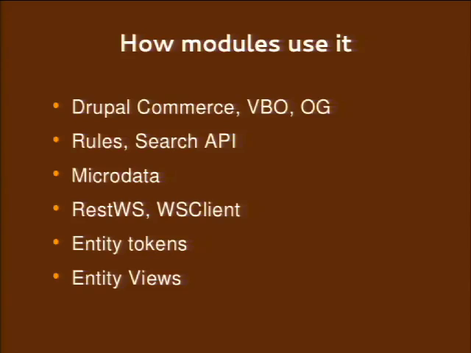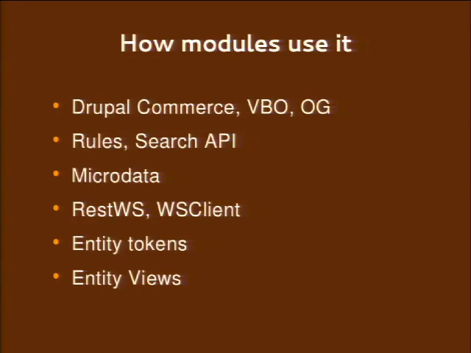So if we have a look at how modules use this, there are some different ways modules make use of this actually. I would say that the simplest way modules use it is indirectly via the entity metadata wrappers. This mostly do modules like Drupal Commerce or Views Bulk Operations or Organic Groups, which rely on the entity metadata wrapper a lot just to make it easier to work with entities and field values. So they just benefit from the simpler API. But then there are also modules like Rules and the Search API, which really rely on the entity property information system a lot. So Rules really builds up on this system for getting data, but also for writing data in entities. And Search API also makes use of the system to read the properties out of the entities in order to be able to index them.